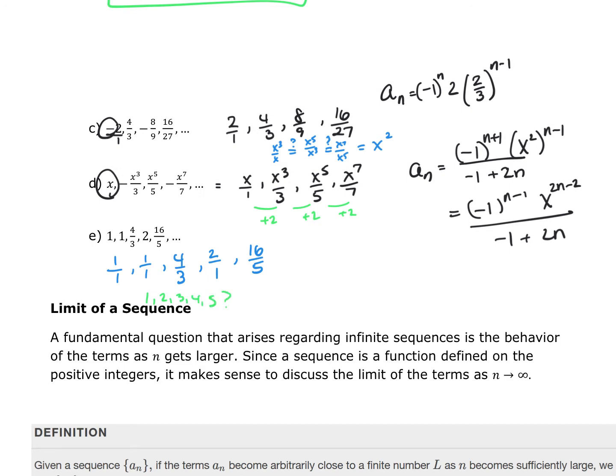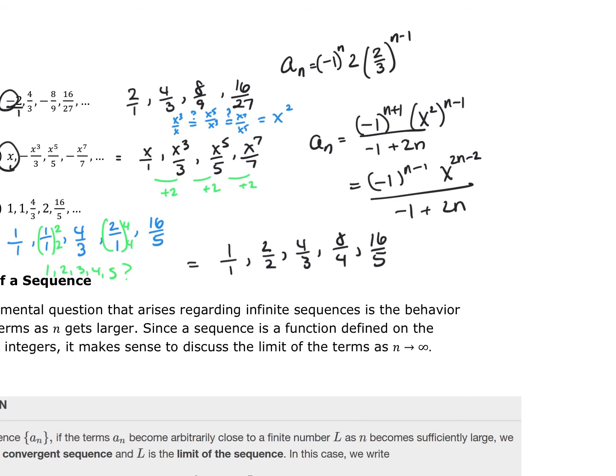So I would need to make this have a denominator of 2 by multiplying numerator and denominator by 2. To have this as a denominator of 4, I'd need to multiply numerator and denominator by 4. So then my sequence would look like 1 over 1, 2 over 2, 4 over 3, 8 over 4, and 16 over 5. Now I know I don't have the same difference. I don't have the same ratio.